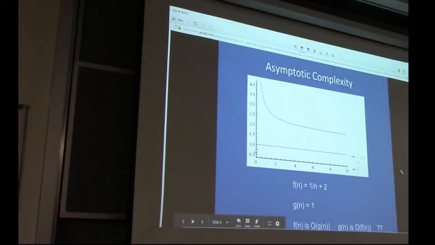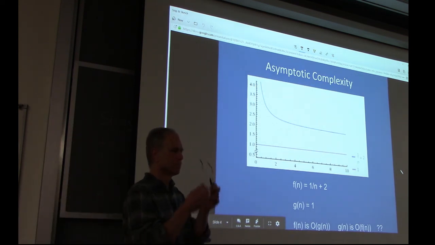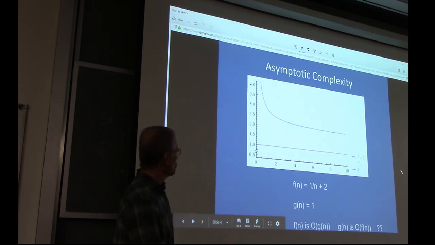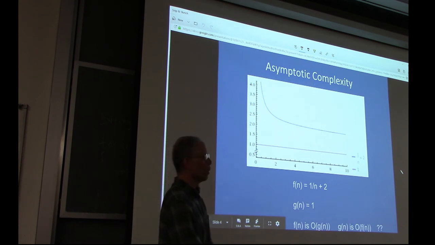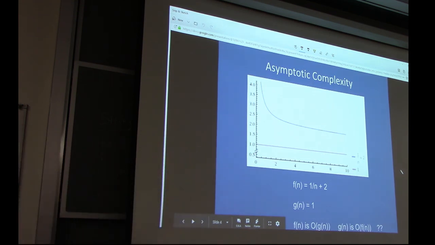Okay, so right there, tell me, is the blue curve O of the red curve? No. Is the red curve O of the blue curve? Yes. Well, let's start with that. Suppose we wanted to prove that the red curve was O of the blue curve. So we have to come up with a constant. We need to prove that 0 is less than or equal to, what is the red curve? The red curve is g.